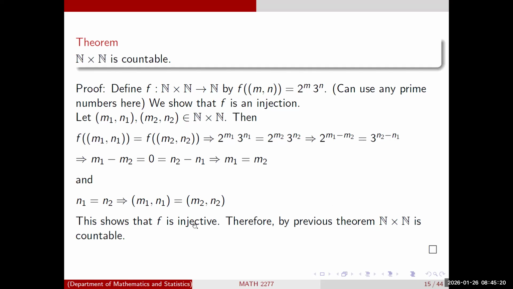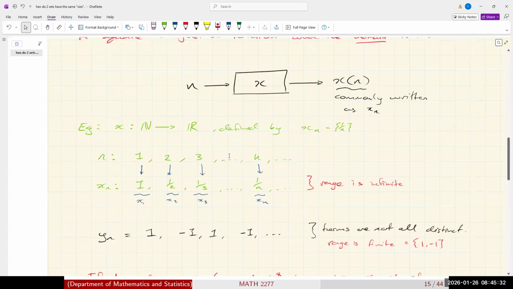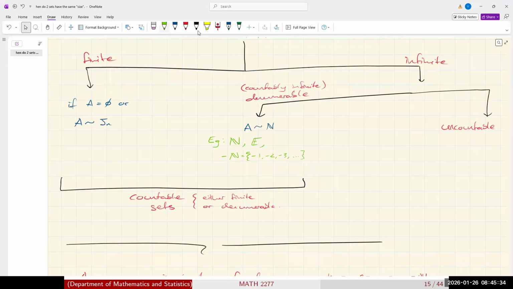So now we know that N cross N is countable. Since N cross N is infinite, it is denumerable. So in our list, where am I going to put N cross N? We showed that N cross N is countable, but it's not finite, so it must be here. N cross N.